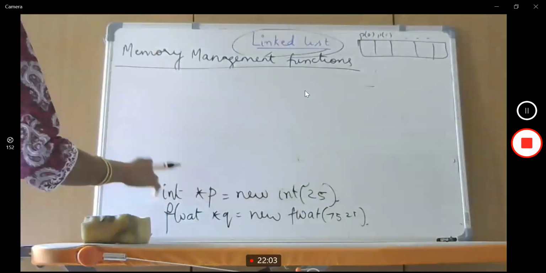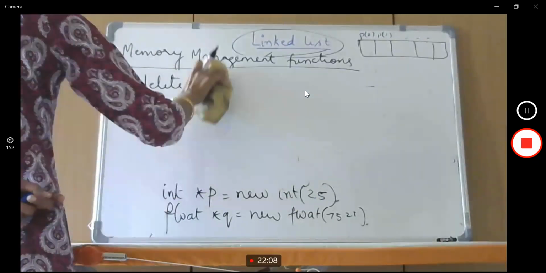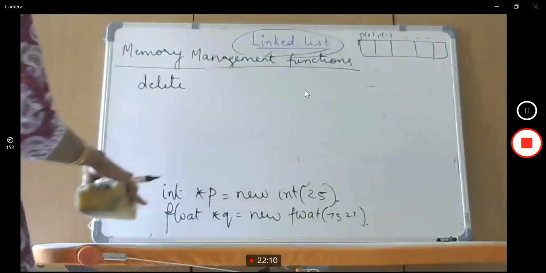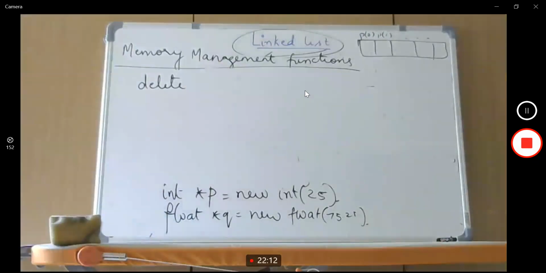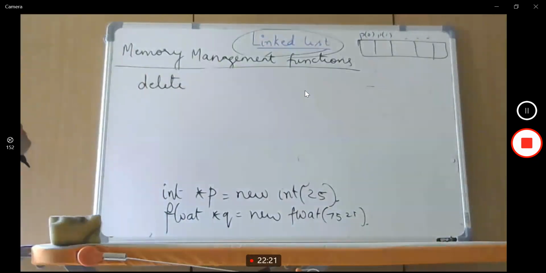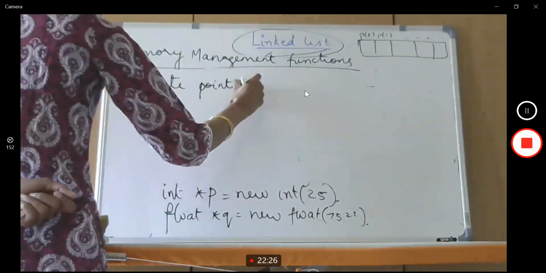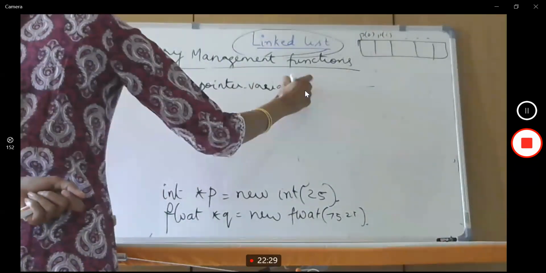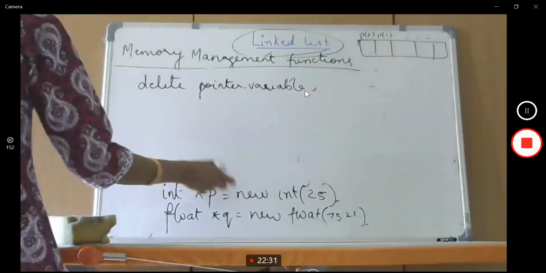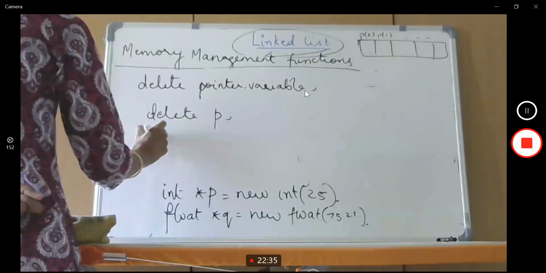Similarly, I can use the operator for freeing the memory. It is the responsibility of every programmer to deallocate dynamically allocated memory. In order to deallocate the dynamically allocated memory, C++ provides us with a delete operator. So what is the syntax? The syntax is very simple: delete pointer variable. That's all. If I take the same example, I can simply say delete p. I can simply say delete q.